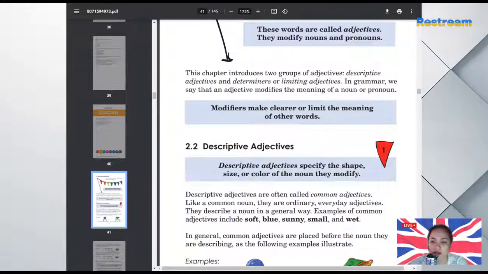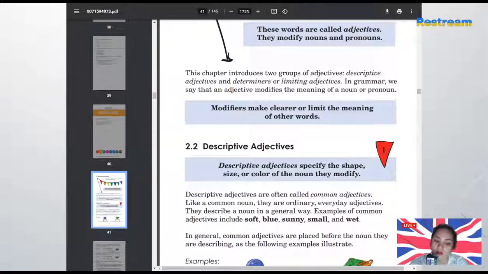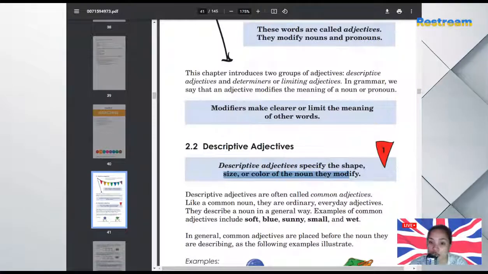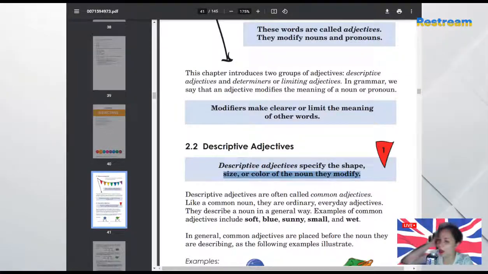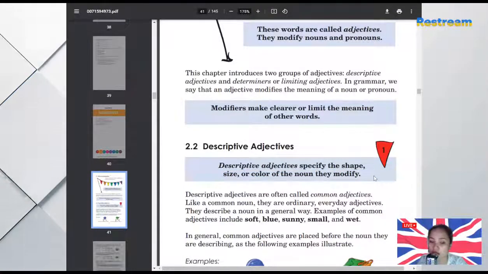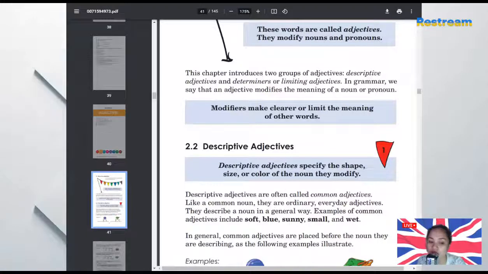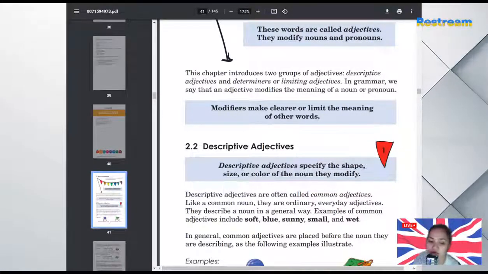What does it mean when we say descriptive adjective? When we say descriptive adjectives, these specify the shape, size, or color of the noun they modify. How does the descriptive adjective specify the shape, size, or even color of the noun that is being modified? We will see that later.